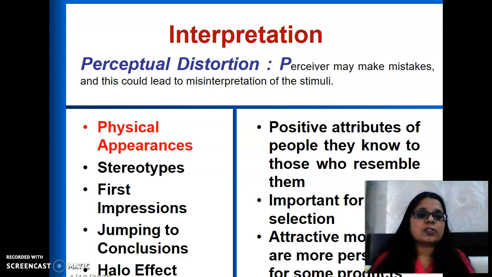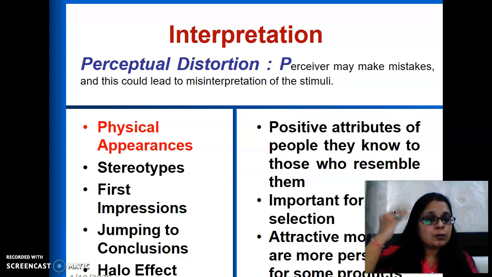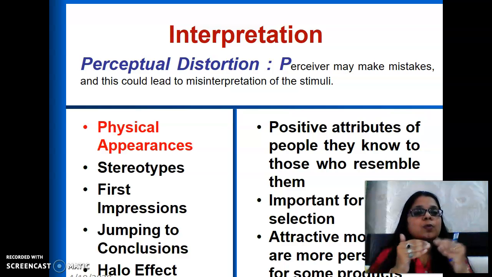Perceptual distortion can happen in many ways. The first is physical appearance. People attribute positive attributes to those who resemble people they know. This is a tendency of consumers. Generally, we draw positive attributes regarding any product or service where we feel that they resemble a known person too much.